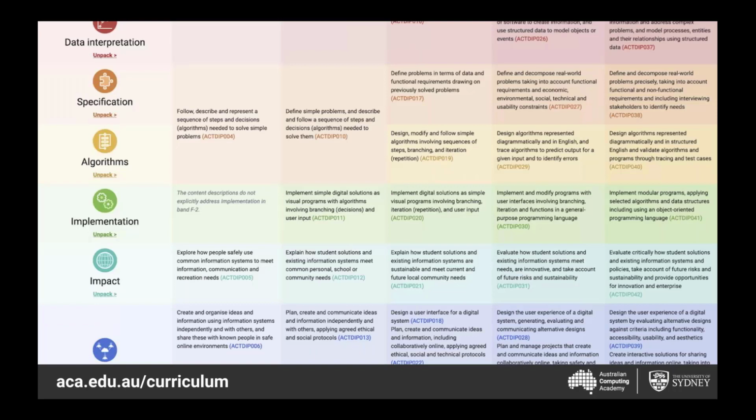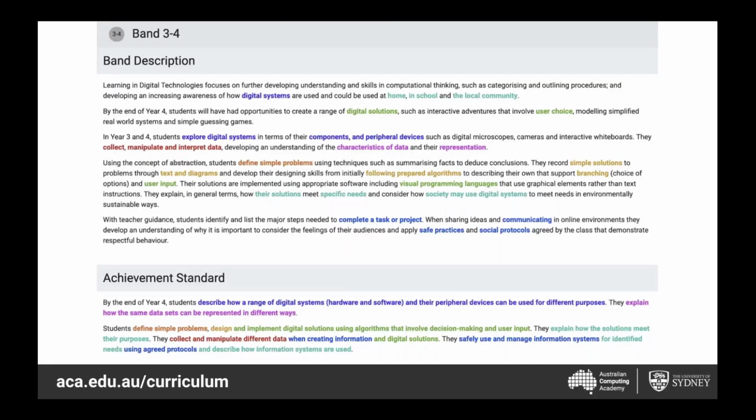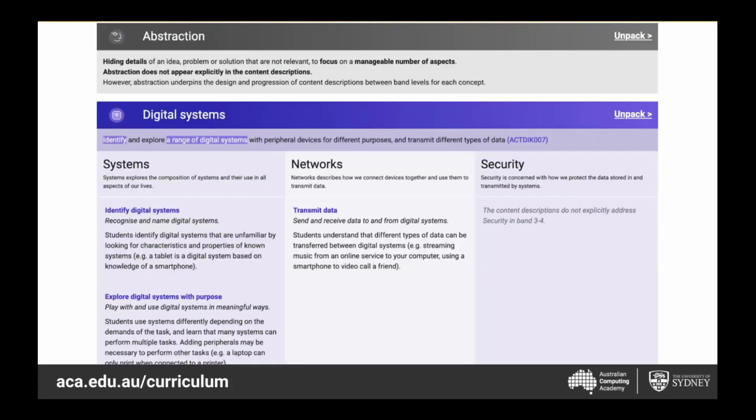So here you can see we've got each of the key concepts aligned with the content descriptions for each band, and then we've aligned by highlighting both the band description and the achievement standards against each of those content descriptions. So that helps you go from the really compact rolled up version of the achievement standard to expand out into each of the content descriptions. And then for each of the content descriptions, we break it up. So for example, for digital systems, in this band here, we've broken it up into systems, network, and security.